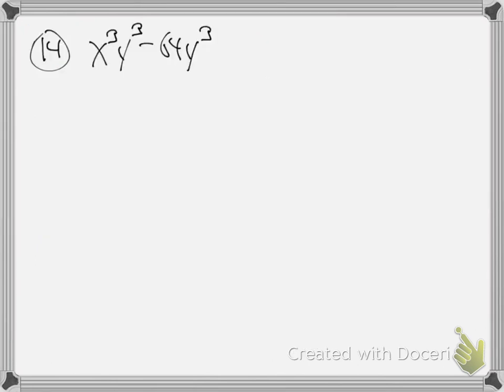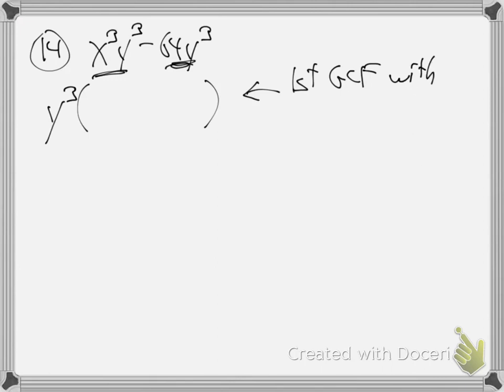Okay, so now we're on to number 14. What's the first step in every factoring problem? Take out what's in common, right? So what do these two both have the same? Y cubed. Always do that first with the one big parenthesis. Let me write that: first GCF with one big parenthesis. Then later we'll go to the two parentheses. So what does that leave? X cubed minus 64.